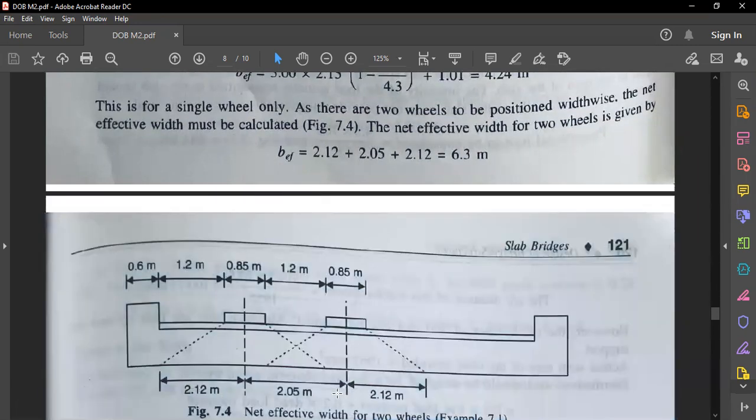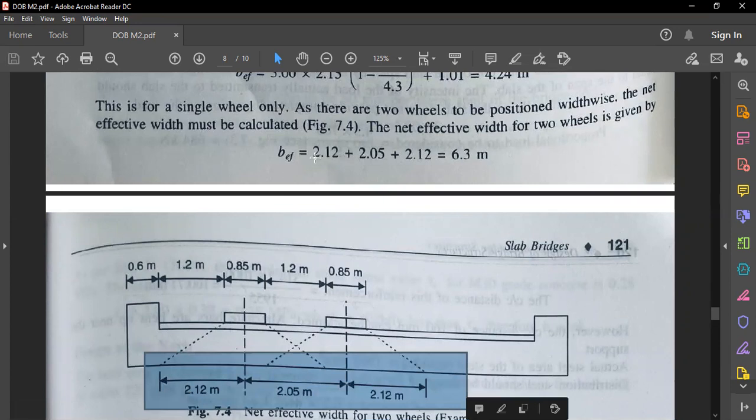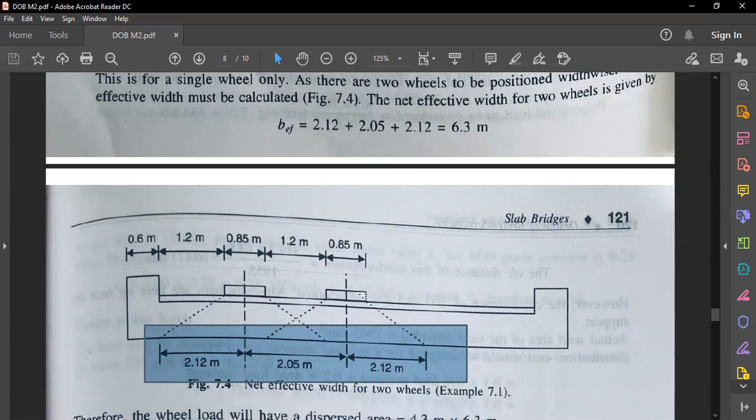2.12 on the other side, and the left will be at the center, that will be 2.05. This is how you should arrange. So the total width of dispersion is 2.12 plus 2.05 plus 2.12. This is your total width of dispersion. Now I have got the total width of dispersion and the length of dispersion.